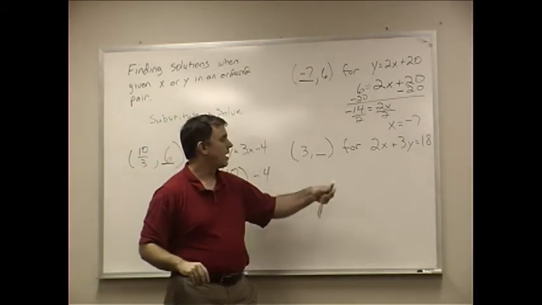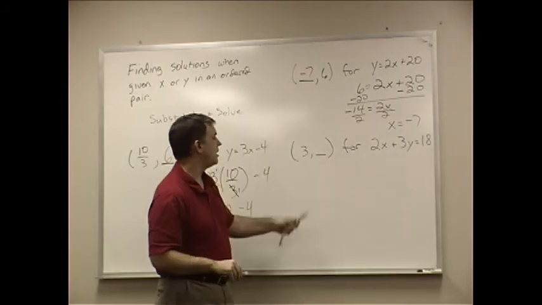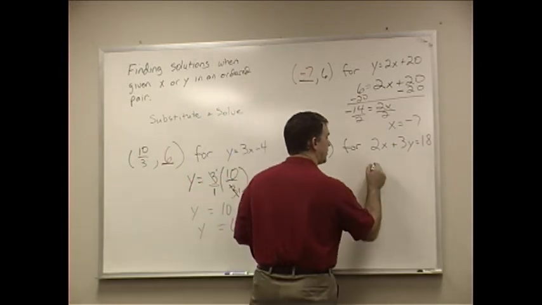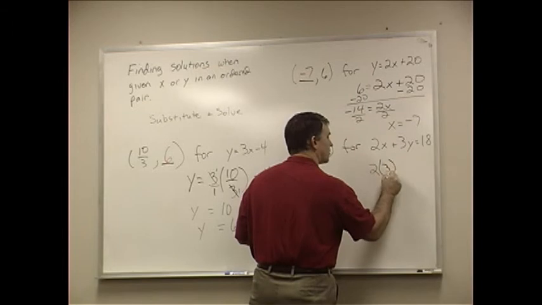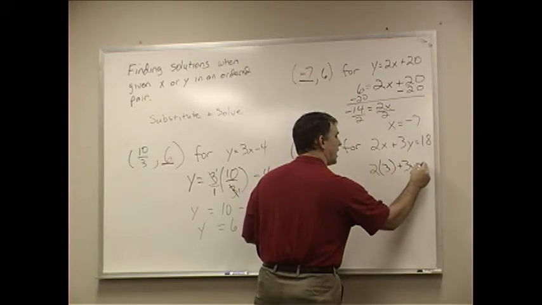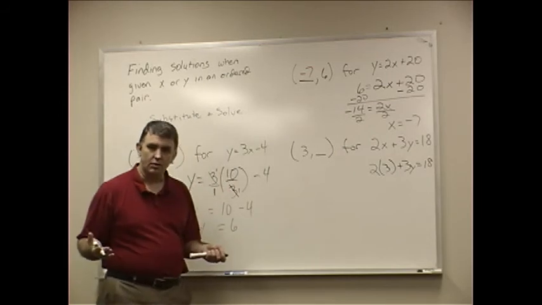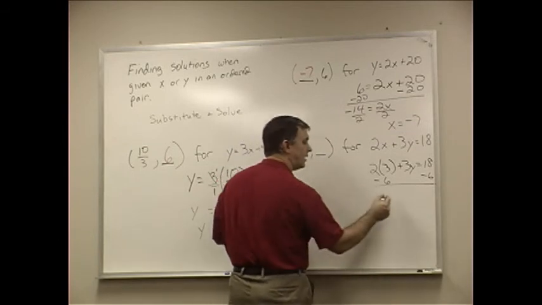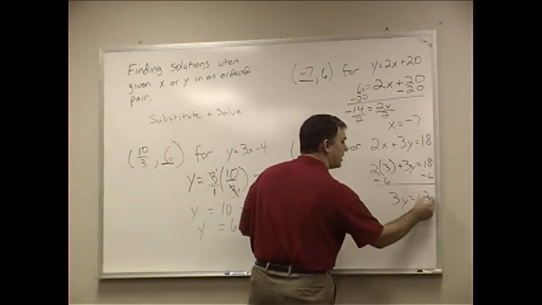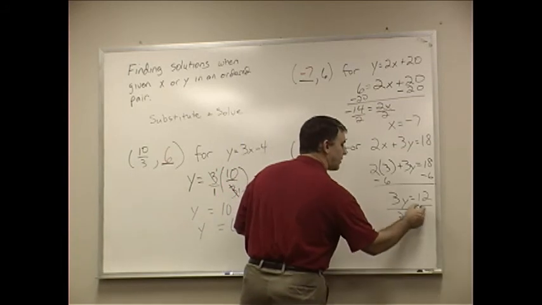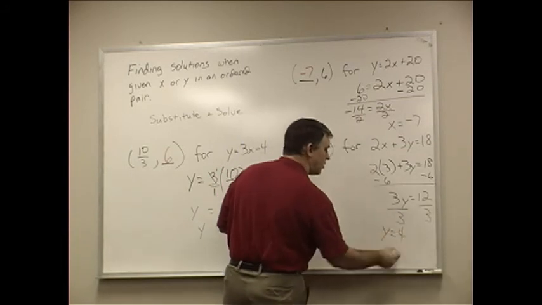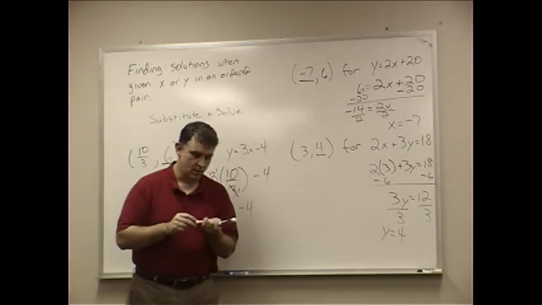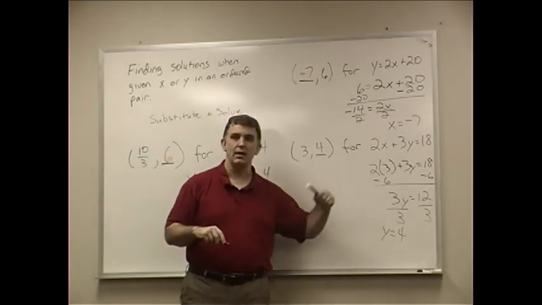For the final one, I've got 2x plus 3y equals 18, and I've got x equal to 3. So when I substitute that in, I'm going to have 2 times 3 plus 3y equals 18. What is 2 times 3? It's 6. So I'm going to go minus 6 to both sides. That leaves me with 3y equals 12. Divide by 3, divide by 3. y is equal to 4. So 4 is the missing part of that ordered pair to make it a solution.